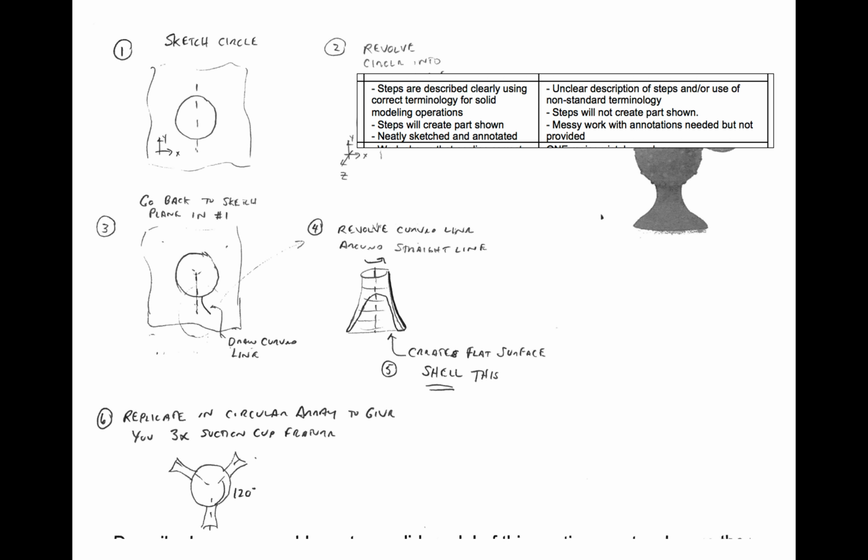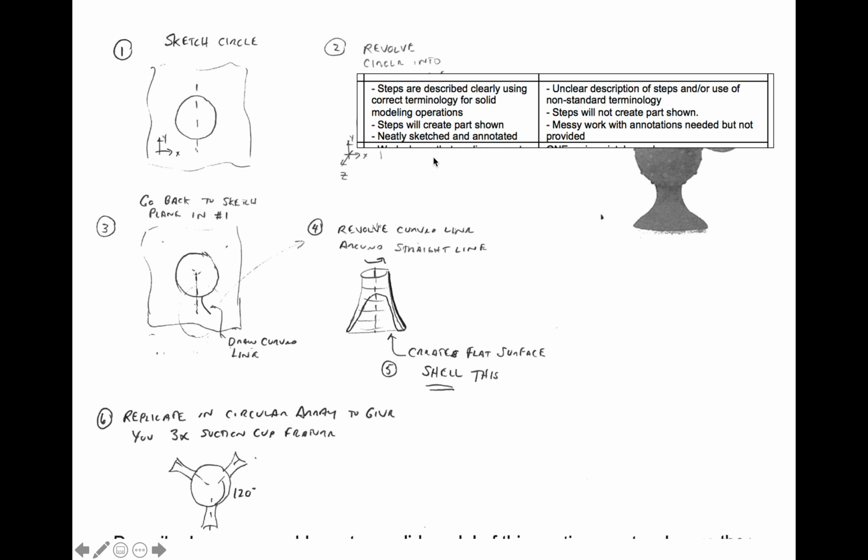We're not looking for every last little detail, but the big features, the fact that this had 3 of these little suction cups and this was a sphere in the center, that's what we're going to want to see. Neatly sketched and annotated, so I'm very clearly marching you through all of the steps. I'm drawing a little sketch each time. Okay, that's what we're looking for. Problems that we see on this are when things are unclear, so the descriptions are unclear, or the steps that you're specifying really aren't going to create a part that generally looks like the part that we're asking you to. Okay, also messy work with annotations needed but not provided.